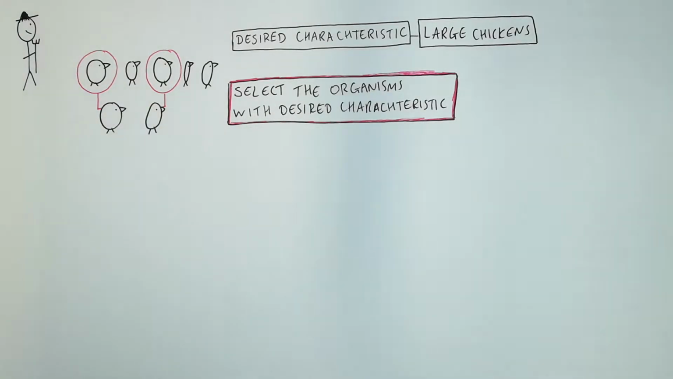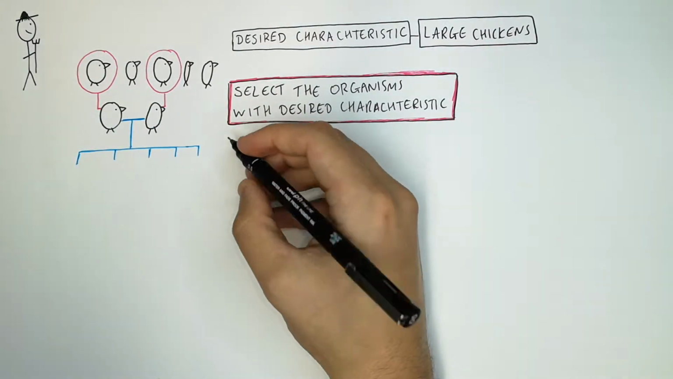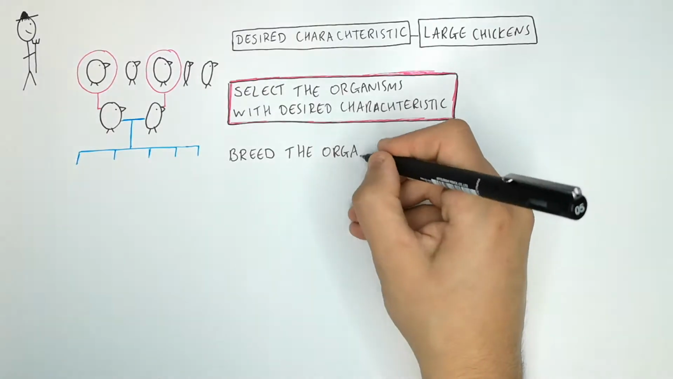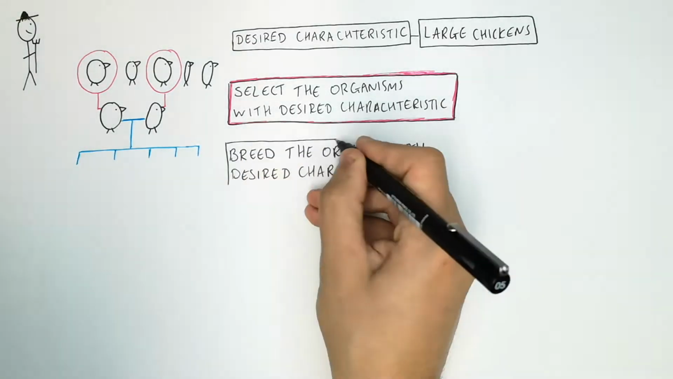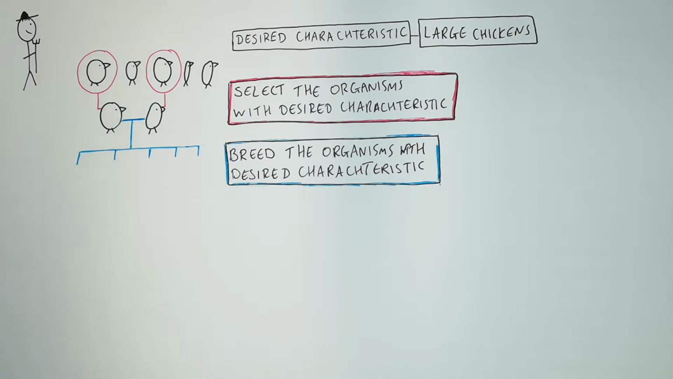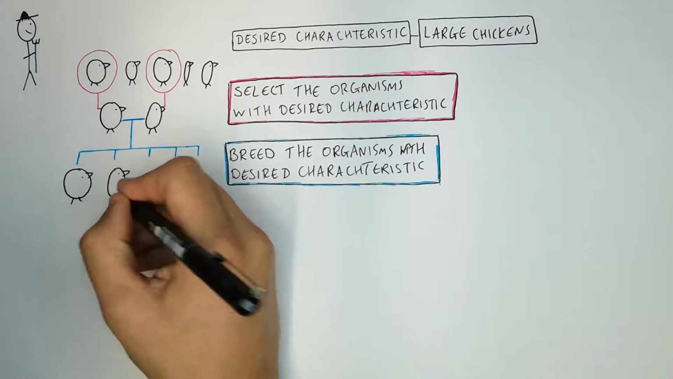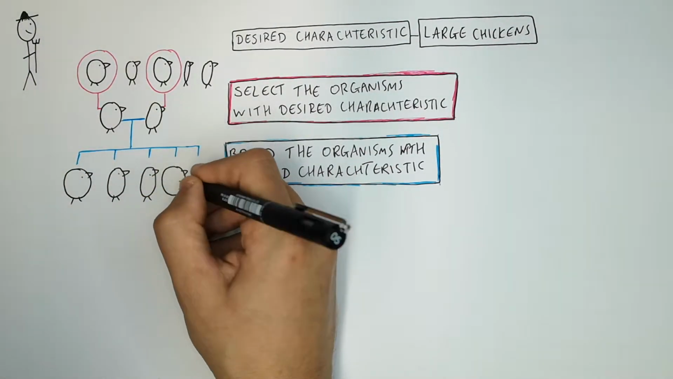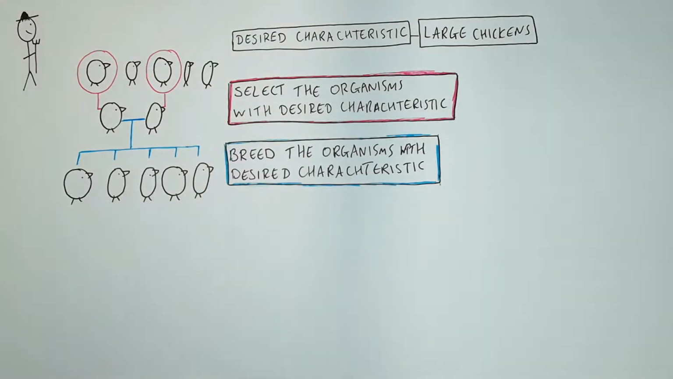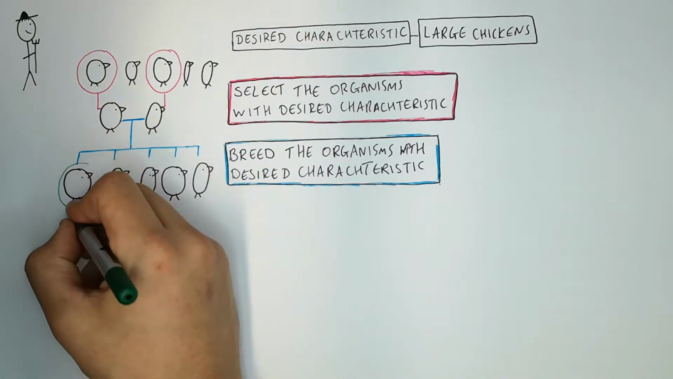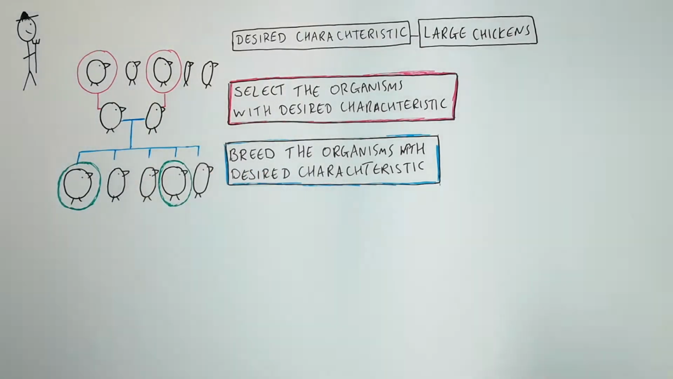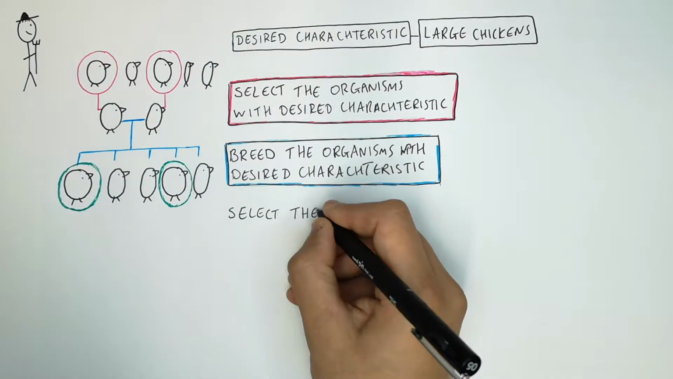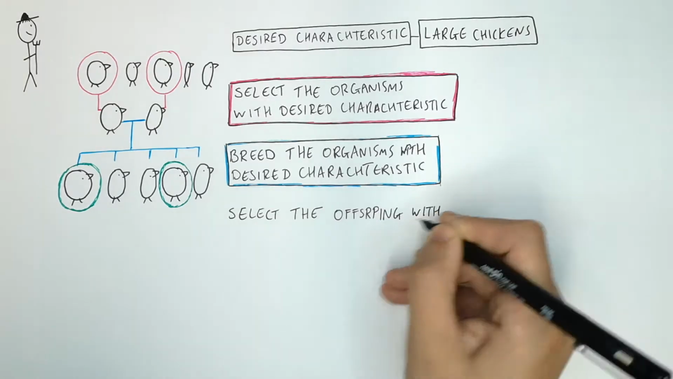So the next step is that you breed the organisms with the desired characteristic. In this case, you're going to breed the largest chickens, and you're going to produce offspring, hopefully with very large chickens. So now what you can do is identify and select for the desired characteristic in your offspring. So you select the offspring with the desired characteristic.